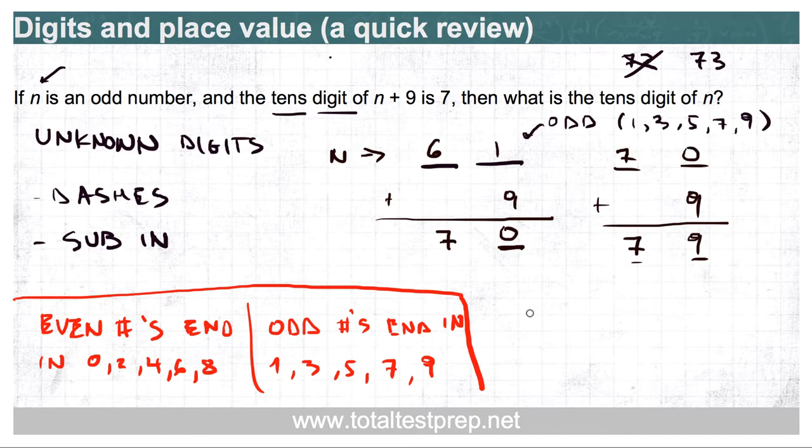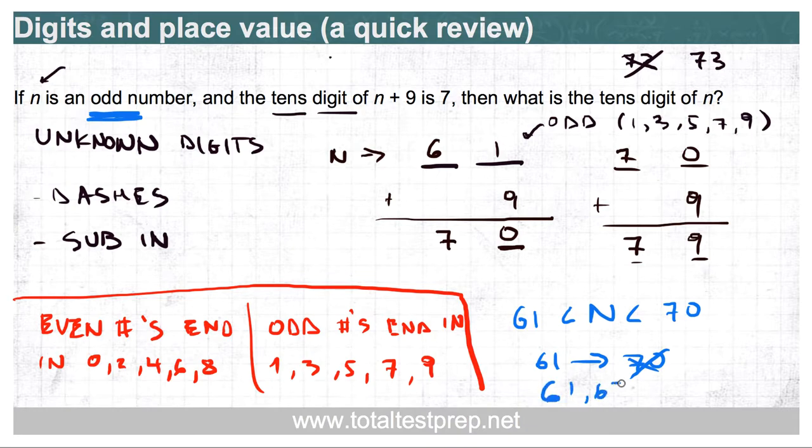So it would seem that n is anything from 61 to 70. 61, 62, 63. But remember, it's odd. That means we get rid of all of the even possibilities, including 70. So what we're left with is 61, 63, 65, 67, and 69. In all of those cases, the tens digit is 6. So the answer here is 6.